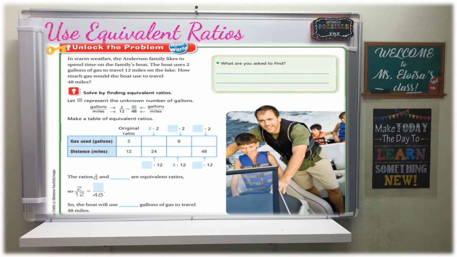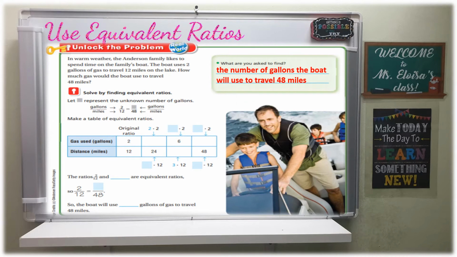Let us unlock the problem. In warm weather, the Anderson family likes to spend time on the family's boat. The boat uses 2 gallons of gas to travel 12 miles on the lake. How much gas would the boat use to travel 48 miles? What are you asked to find? The number of gallons the boat will use to travel 48 miles.